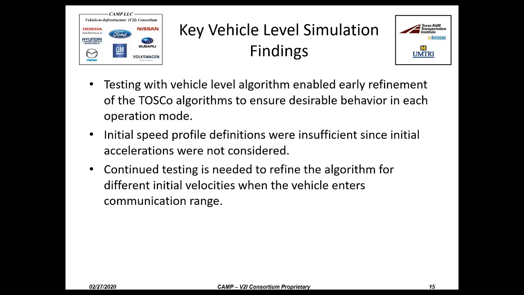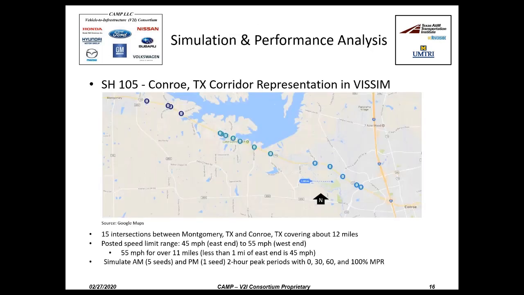Now, the outputs from the vehicle level simulation enabled us to figure out how TOSCo would behave, which then fed into our development of the traffic level representation. Like I said, TTI represented State Highway 105. This is in Conroe, Texas. It's a little bit north of Houston along I-45.